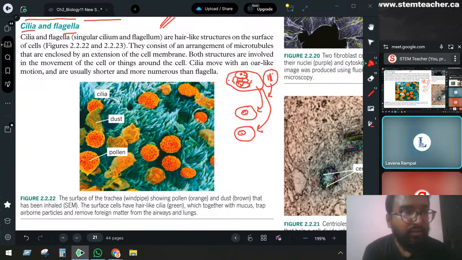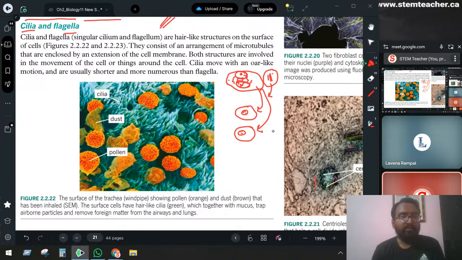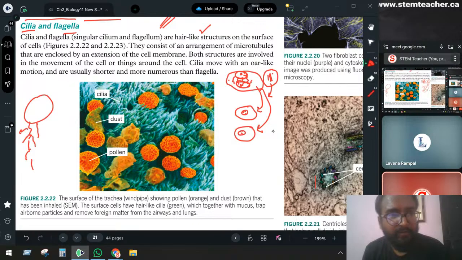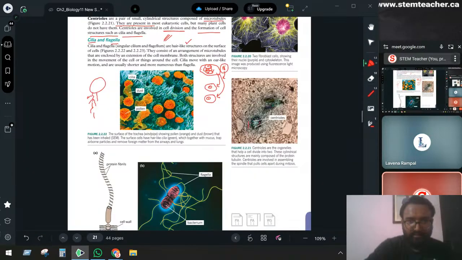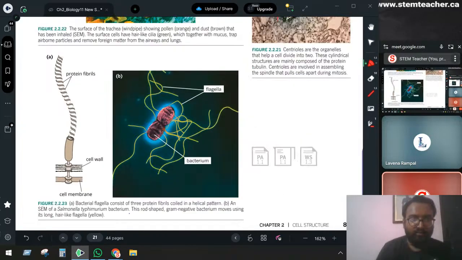Yes, it's clear. Next, flagella are the tail-like or hair-like structures. Cilia and flagella are hair-like structures on the surface of the cell. So these are on the outside. These flagella you can mostly see in bacteria and fungi. In those two, you can identify these kinds of flagella and cilia.